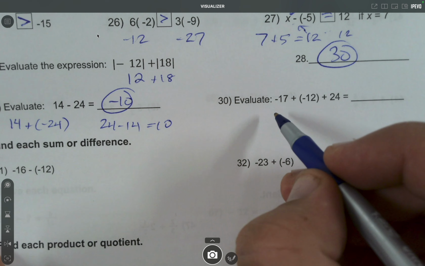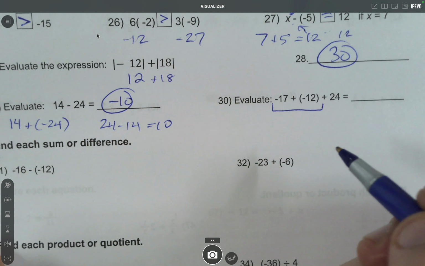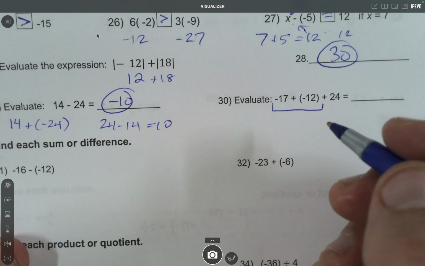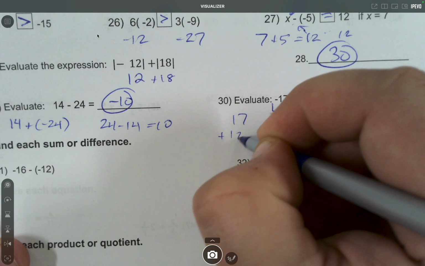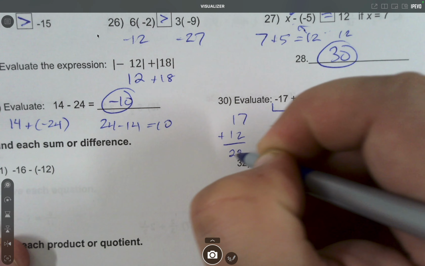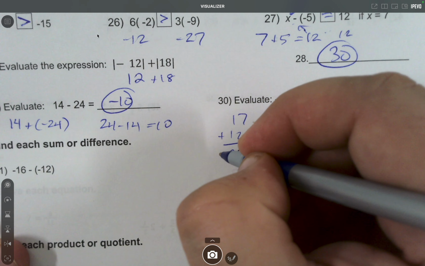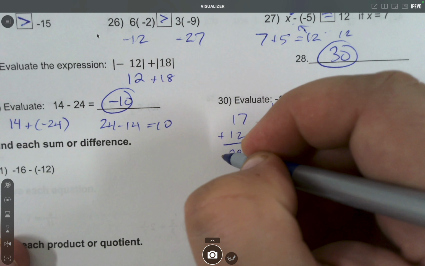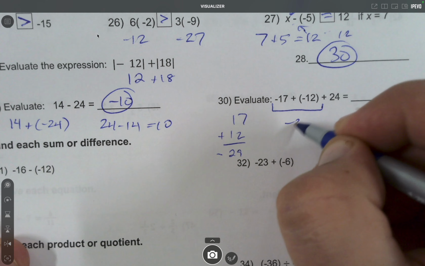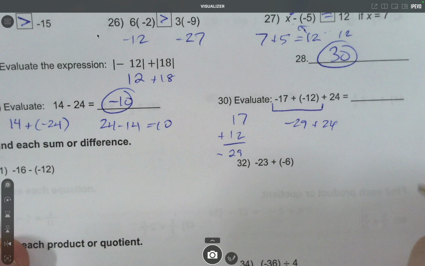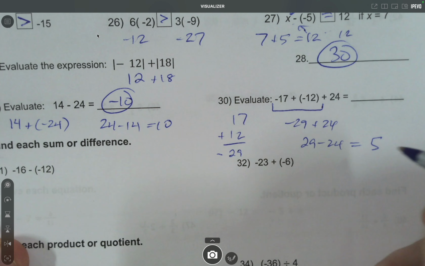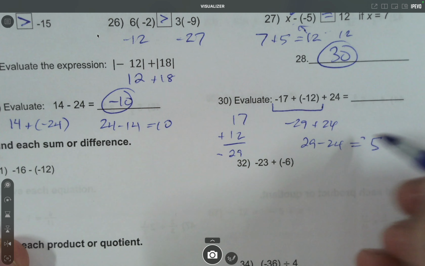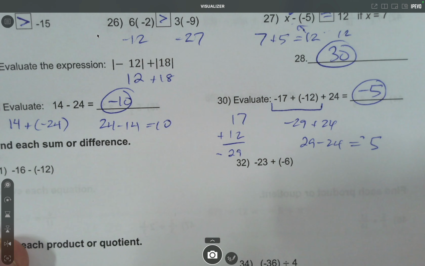Okay, on 30, we'll start by adding these two numbers together. They have the same sign. The rule is when you're adding numbers of the same sign, you add them together and keep the sign of whatever both numbers have, which is negative. So now I have negative 29 plus 24. So when you're adding numbers with different signs, you subtract them and keep the sign of the bigger number, which is 29. So negative 5 is our final answer.